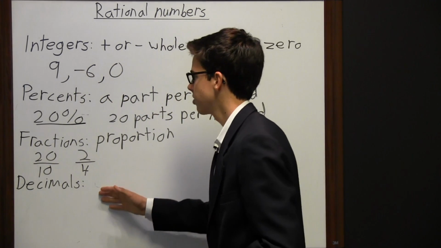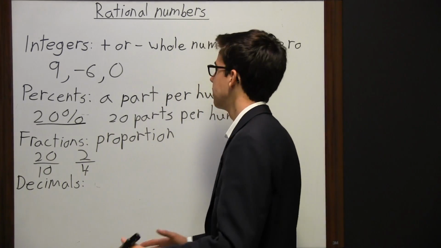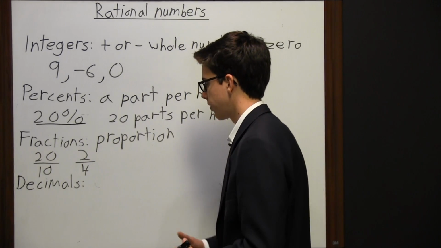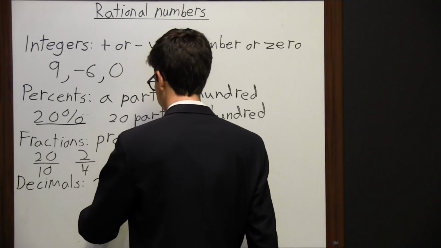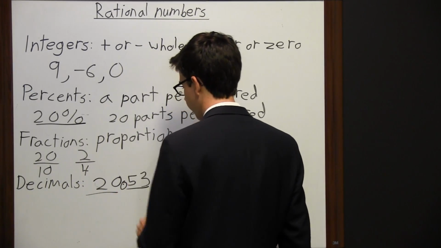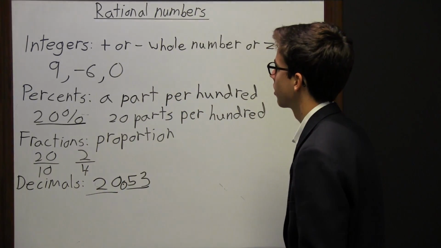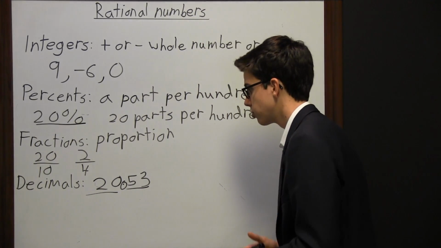Then of course we have decimals, so this is where we have an integer, maybe 1, maybe 89, maybe 0. And then we have a decimal place, and then we have numbers after the decimal, like 20.53. So we have our integer, we have a decimal, and then we have numbers after the decimal. So integers, percents, fractions, and decimals are all rational numbers, usually.